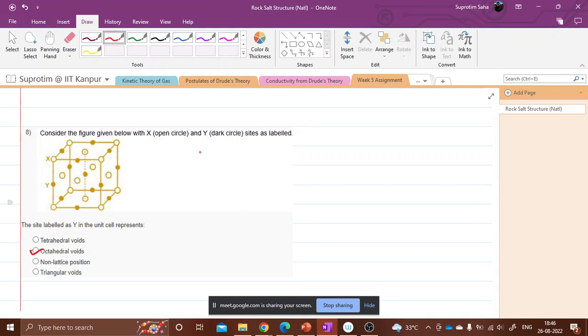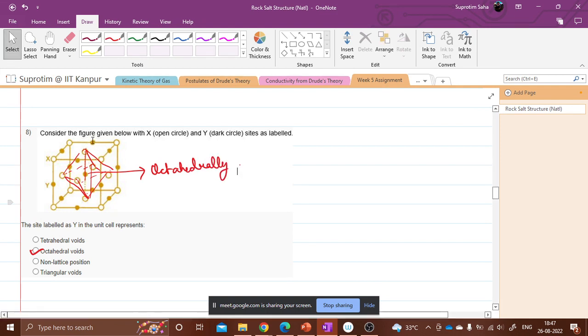So this atom at the center will be octahedrally coordinated, and the same goes for all the dark colored atoms that sit at the edges and at the body centers. So this is basically octahedral coordination for the site labeled as Y.